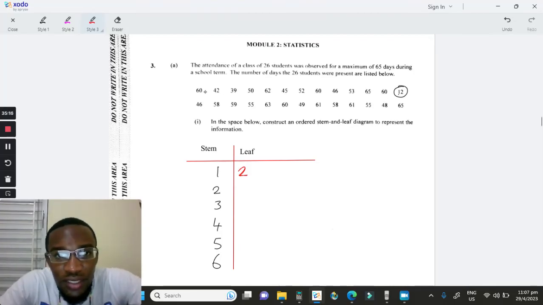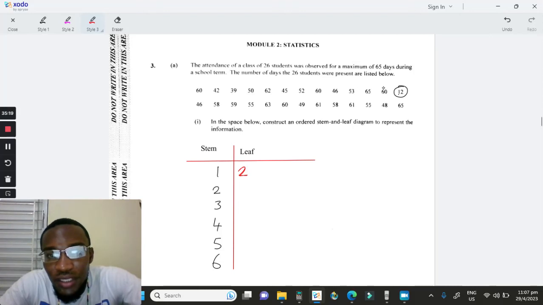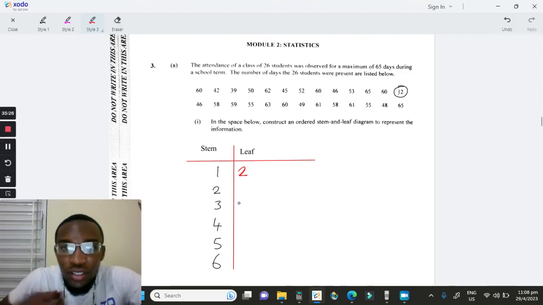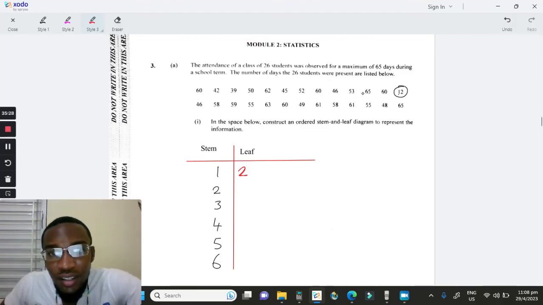Do we see any 20s? No 20s. Then we'll go to the 30s. Do we see any 30s? I see a 39. Any more 30s? So I just put a 9 here. Now we go into the 40s. What's the lowest 40? Do I see a 41? No 41. I see a 42 here. So I put a 2 there.